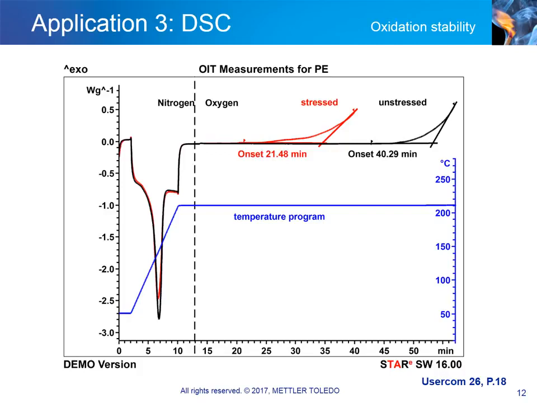The dramatic decrease in the OIT value obtained for the stressed sample shows the damage caused by the chemicals transported in the tubing. Since the OIT measurement temperature is usually far above the temperature at which the material is normally used, OIT experiments are known as accelerated aging tests.